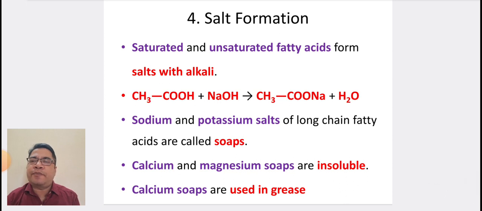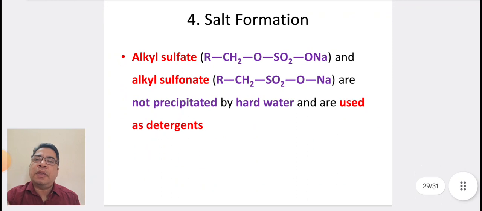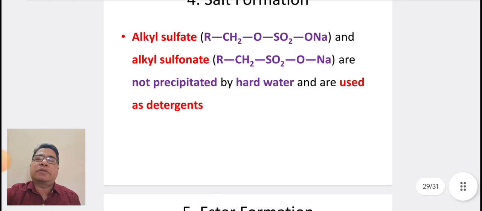Coming to salt formation, saturated and unsaturated fatty acids form salts with alkali. CH3COOH plus NaOH gives CH3COONa plus H2O. Sodium and potassium salts of long chain fatty acids are called soaps. Calcium and magnesium soaps are insoluble. Calcium soaps are used in grease. Alkyl sulfate and alkyl sulfonate are not precipitated by hard water and are used as detergents.